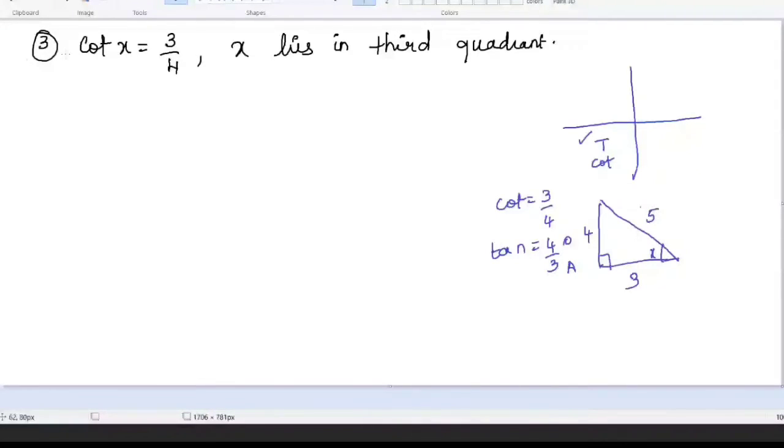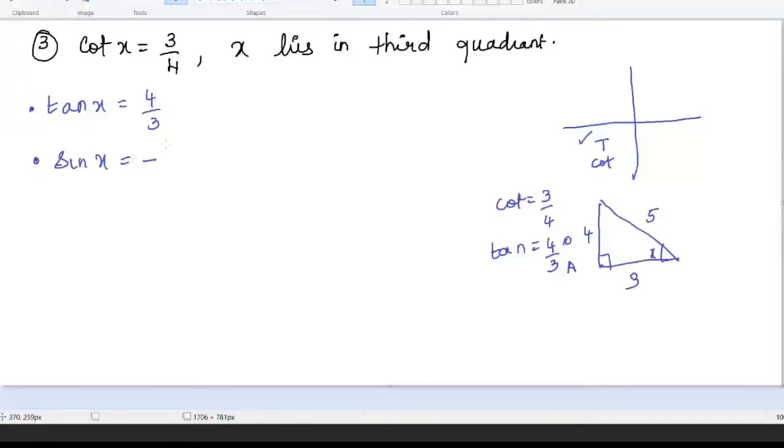Okay, so if cot x is 3 by 4, then let us start the first one. Tan x is equal to 4 by 3. That is also positive. Next we will move to sin x. So if sin x in the third quadrant is negative, so first is minus.